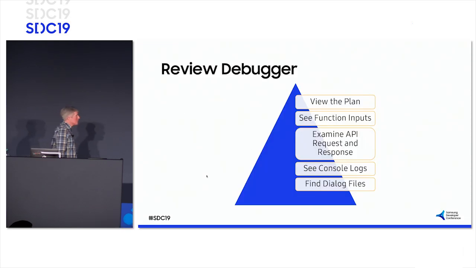All right, let's review what we've learned about the debugger. The debugger is useful for viewing the plan that Bixby came up with between the time the user said, this is what I want, and Bixby decided, this is what you get. We got to see what inputs went into the JavaScript functions that we created. We can examine the REST APIs to and from our service. We can look at console logs we might have added to the code. And finally, we can find out where dialog came from.